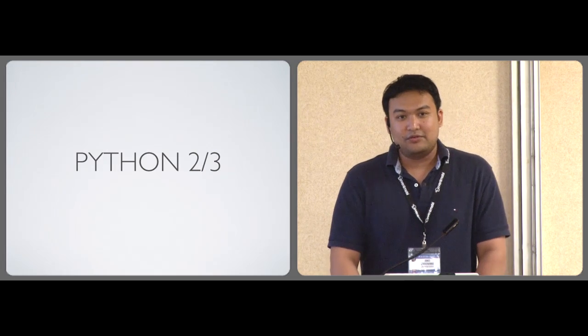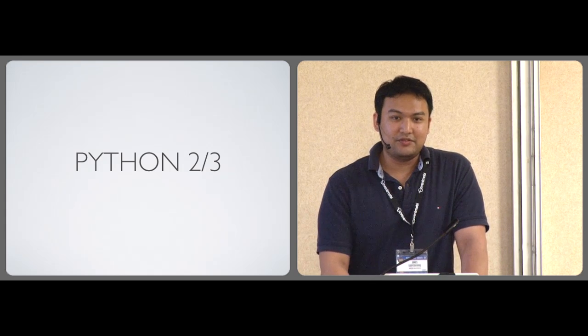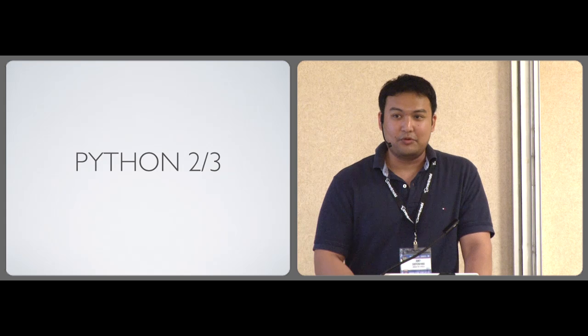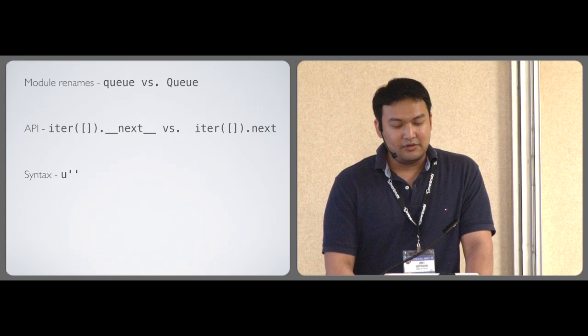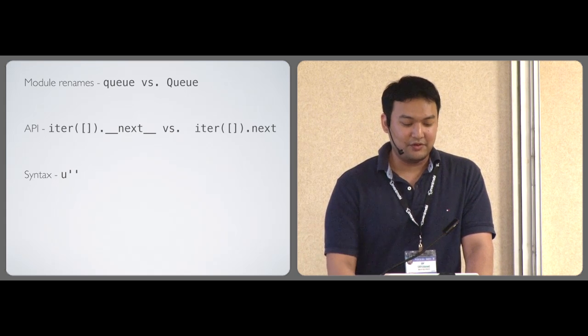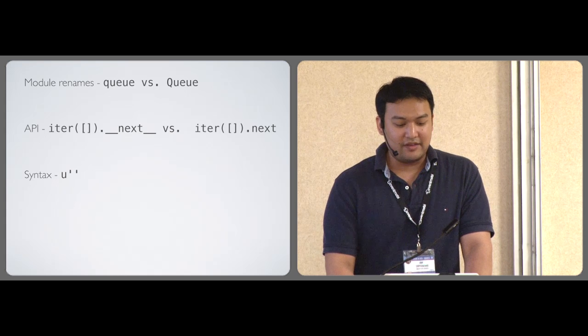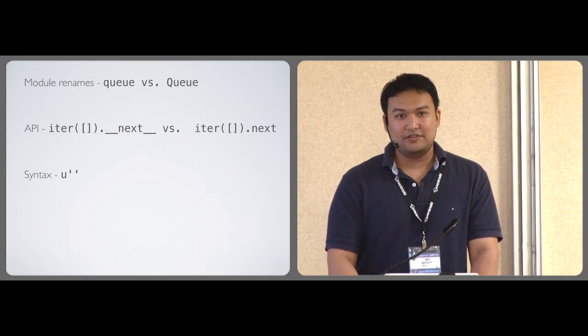So with Python 2 and 3, I'm not going to go into a whole lot of the differences, just because there are really good resources, and there'll be links at the end if you're interested in more of the details. But in practice, these are the ones that I've run into, which is module renames. Things have moved in Python 3 versus Python 2. And then you have API differences. In this case, the iteration protocol is a little bit different. It's just method renames.